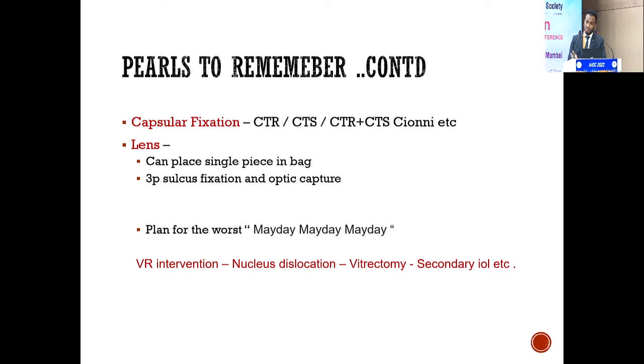The lens can be a single piece lens, also you can put it if you stabilize the bag well. And a 3-piece sulcus fixation and an optic capture can be done. And the worst is, you have to plan for the worst that could happen. Keep a standby VR surgery ready. A nucleus dislocation can happen, vitrectomy via the pars plana approach, and secondary IOLs.